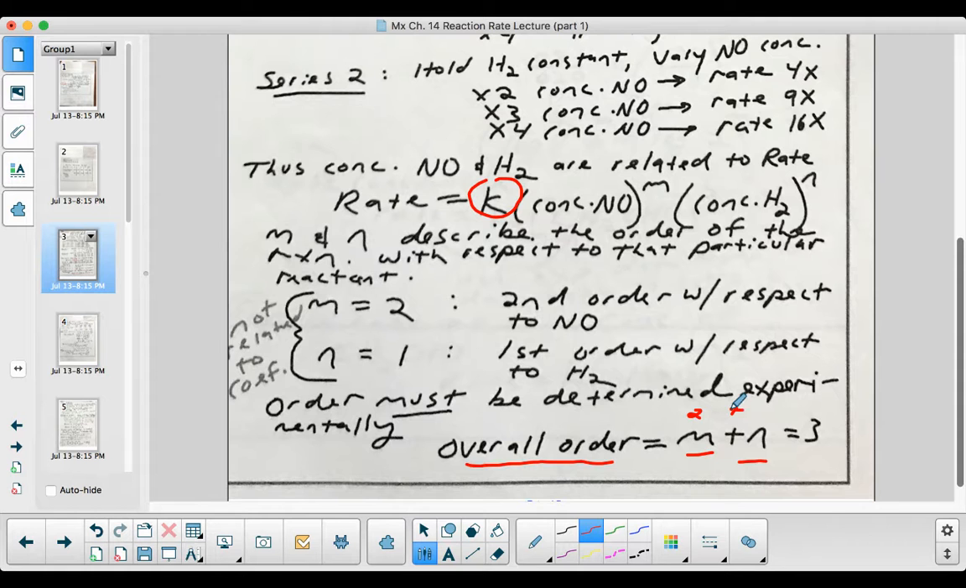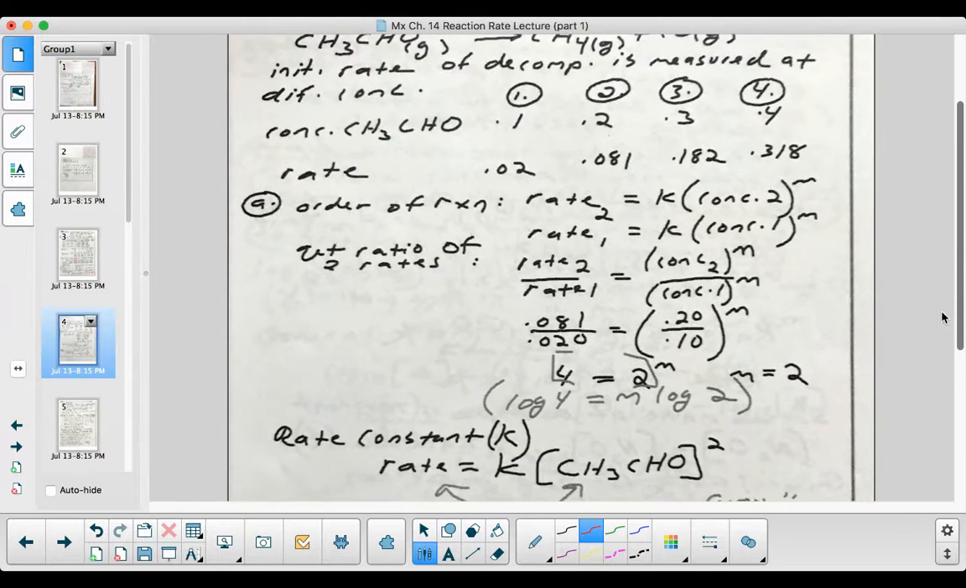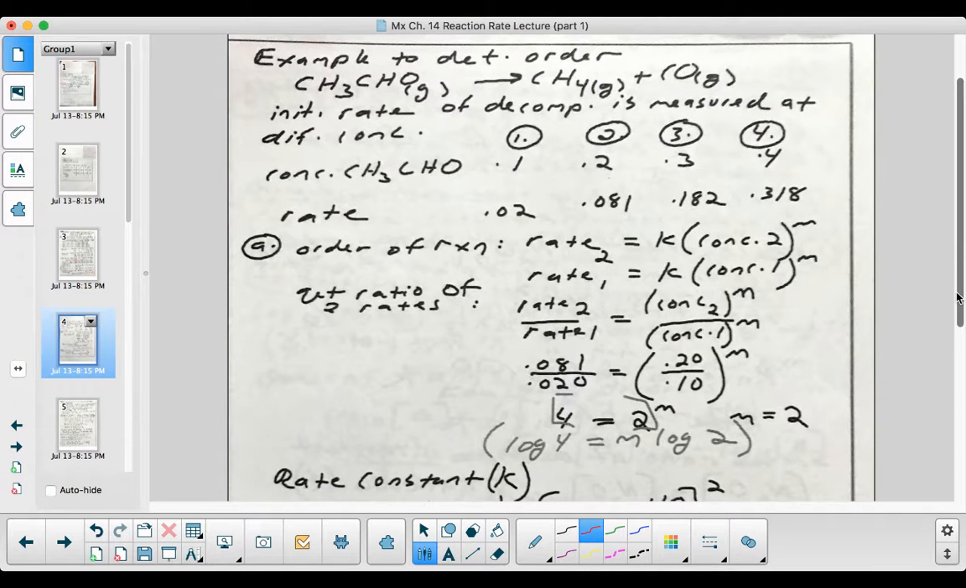Okay, so finding these values of M and N are the tricky part. Adding them up to equal 3, oh, that's pretty straightforward. Okay, so how do we get these numbers and how can we follow a calculation method in order to calculate this order value of M or N?